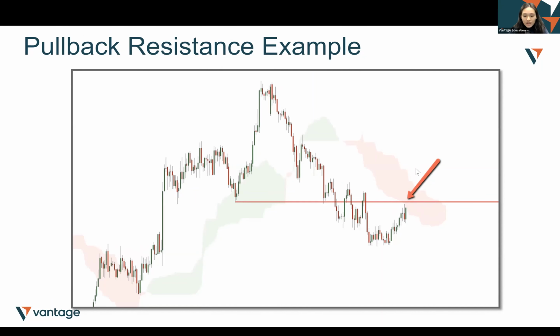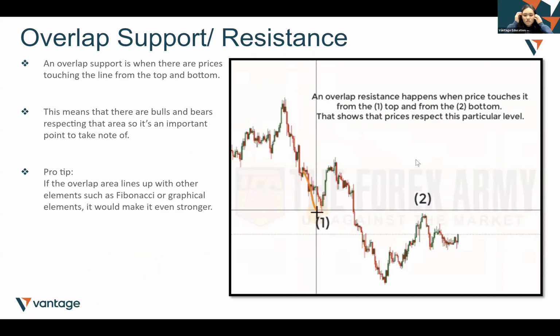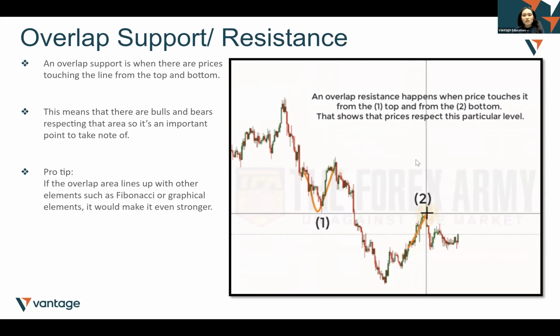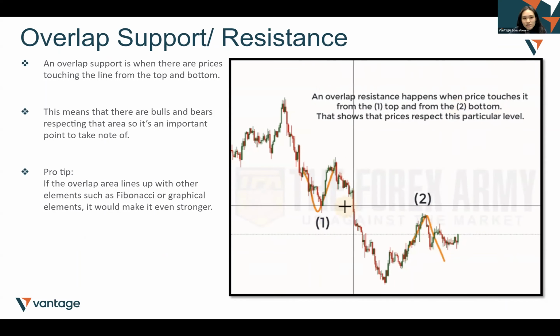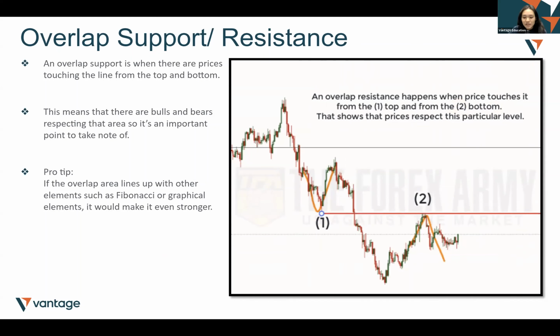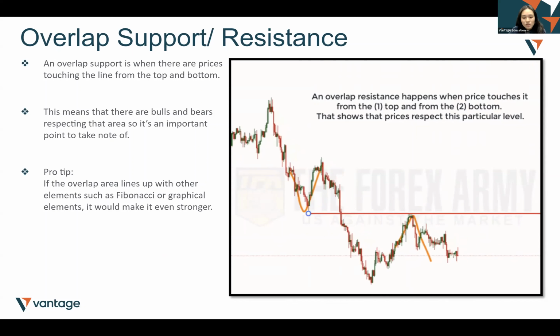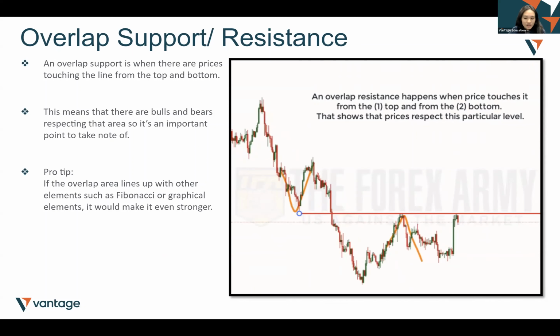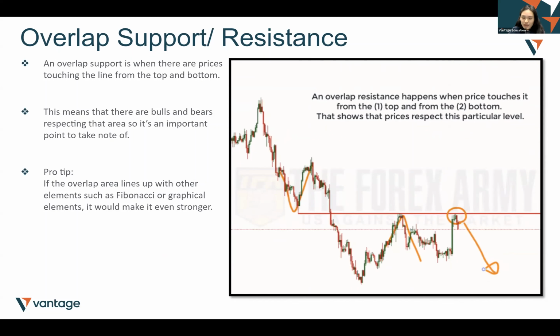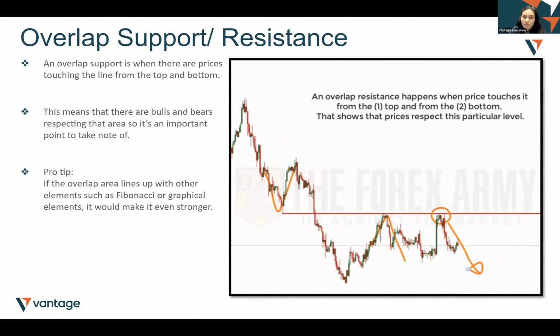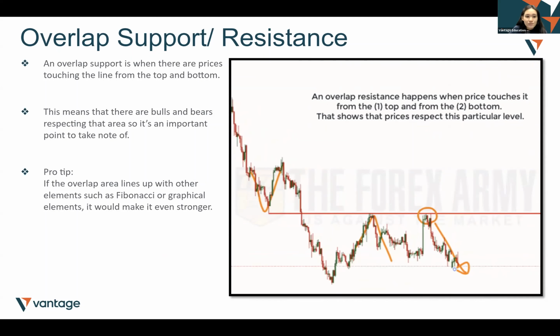So now let's take a look at overlap support and resistance. So overlap resistance occurs when price reacts off a particular level from the top and from the bottom. So the more times it reacts off this area, the stronger the overlap area. So this means that there are bulls and bears that respect this area. So it's an important point to take note of.